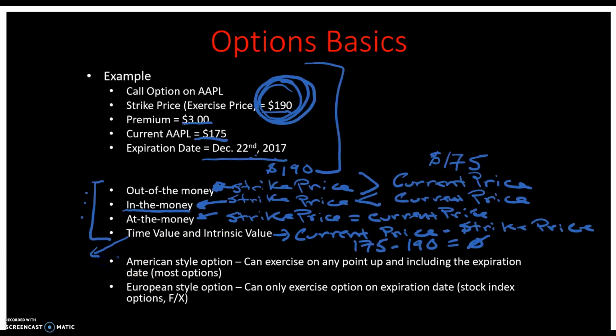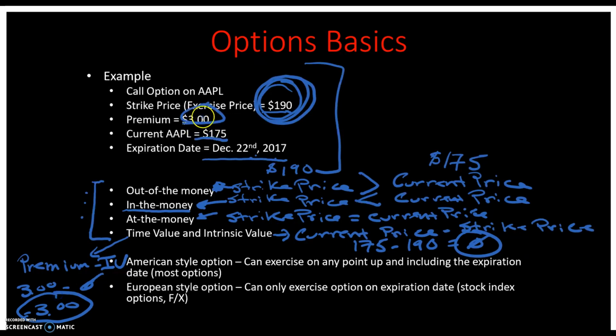If we look at the time value, it is simply going to equal the premium that we pay minus the intrinsic value, right? So this intrinsic value that we just calculated over here, if I look up here, the premium's $3 minus the intrinsic value 0. This means that the time value is actually going to be $3. The full premium in this case here is $3. Okay, so that's a quick example of time value, intrinsic value. And lastly, guys, American style options, European style options. American style, any point up to and including the expiration date, and European style only on the expiration.